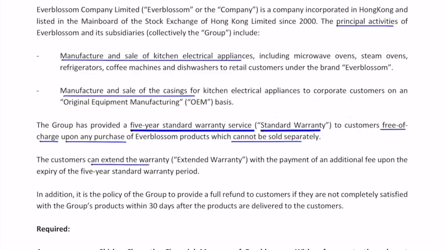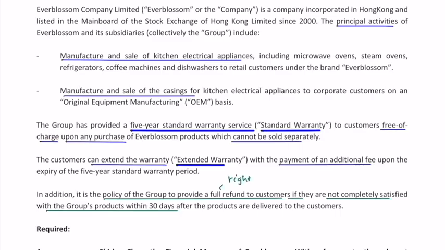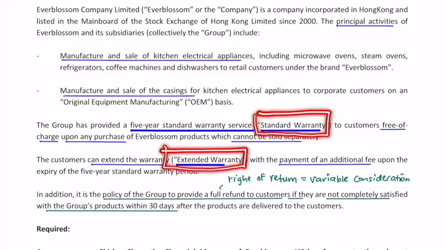The customer can extend the warranty with a payment of an additional fee upon the expiry of the 5-year standard warranty period. The company has a policy to provide a full refund to customers if they are not completely happy with the company's product within 30 days after the products are delivered. This is referring to rights of return. A right of return is accounted for as variable consideration. But the question did not want us to discuss this. The question just wants us to discuss the accounting treatment for the standard warranty and the extended warranty.